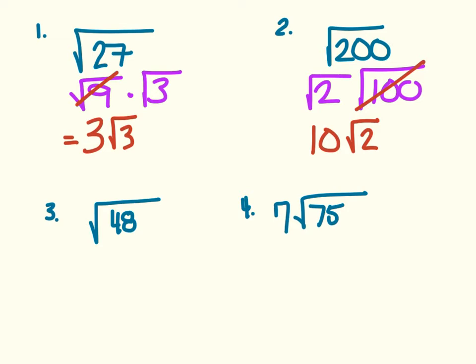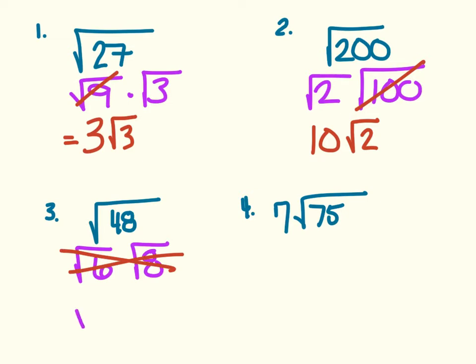Okay, number 3, radical 48. Two numbers that multiply to 48. Now, some people like to go with 6 and 8. Do you see a problem with that? I hope so. I don't know the square root of either of those. Although 6 times 8 is 48, I don't know the square root of 6, and I don't know it of 8. So that would be the incorrect option. Find another set of numbers that multiplies to 48.